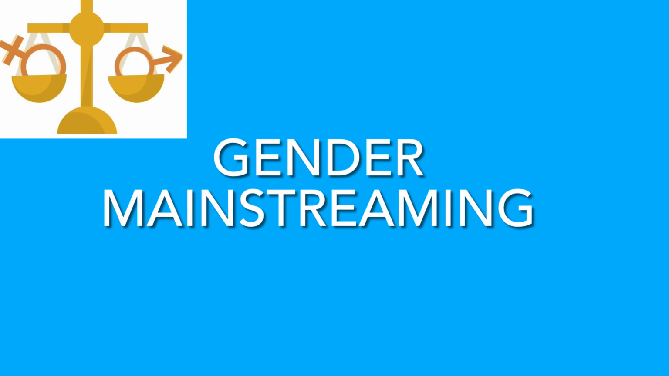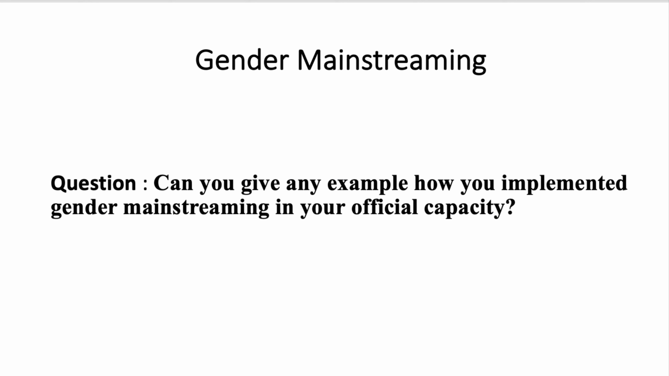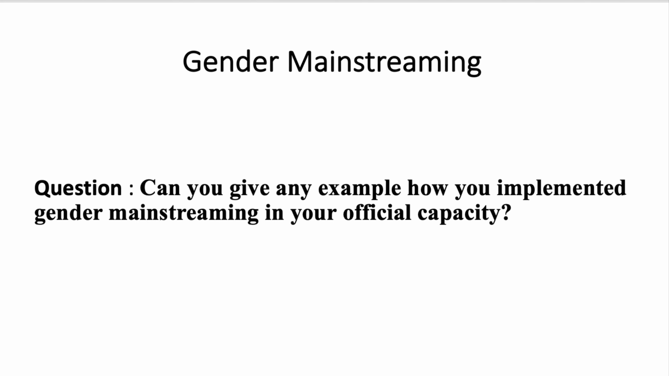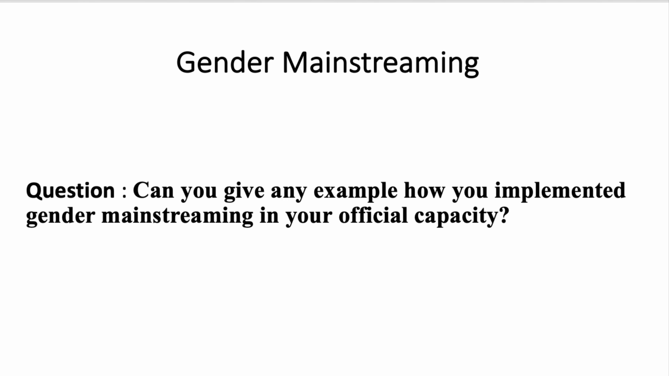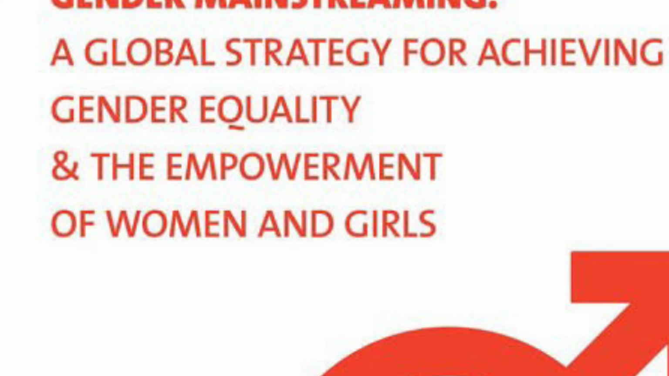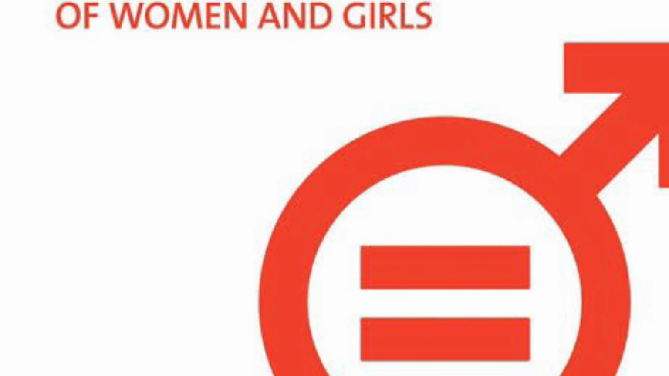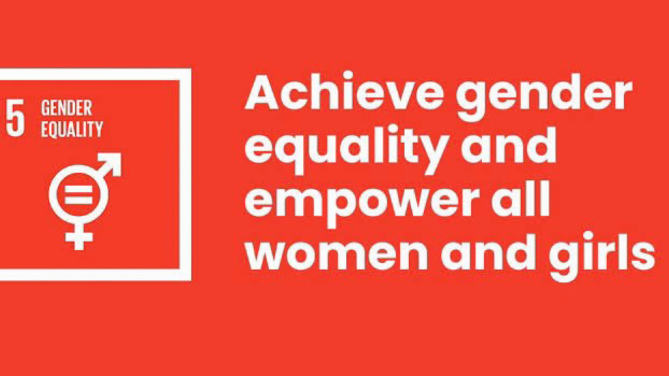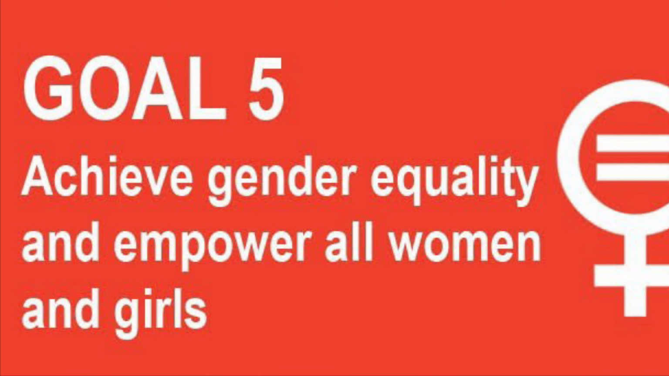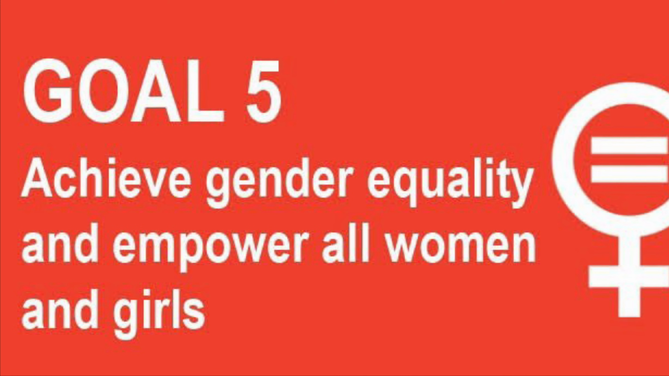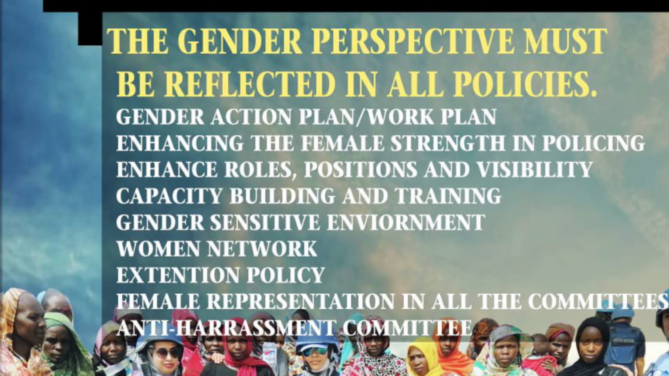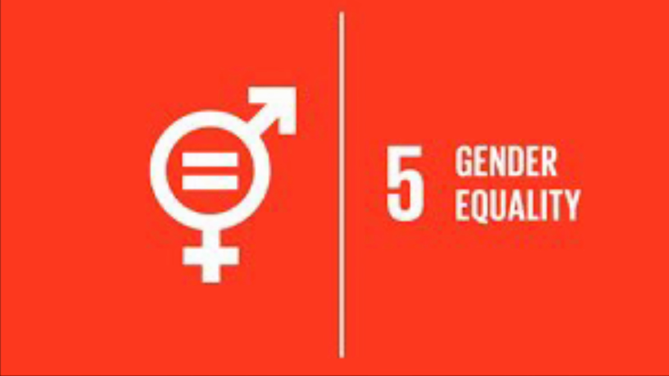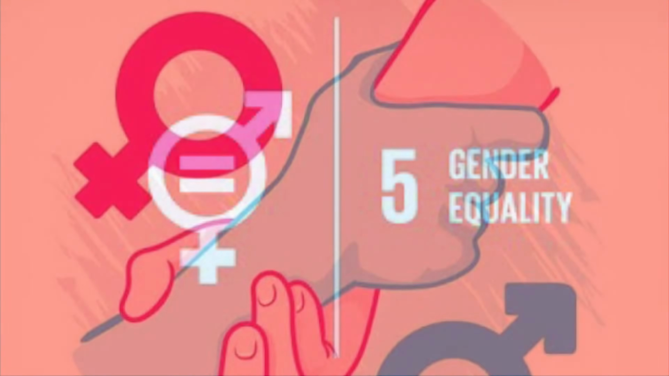Gender mainstreaming. One question is usually related to gender mainstreaming and gender equality. That how you have implemented gender mainstreaming in your official capacity. Please give examples. It is important to understand the concept of gender mainstreaming. It is a strategy aimed at supporting gender equality, where men and women can benefit equally in socio-economic and political spheres. It means the gender perspective to be incorporated in all policies, programs, projects, and initiatives.